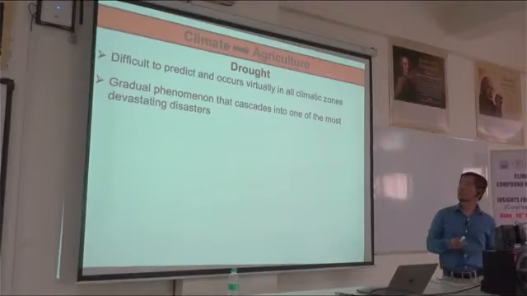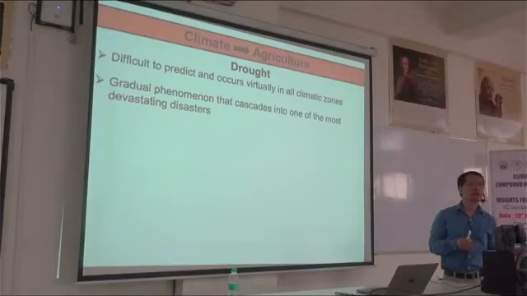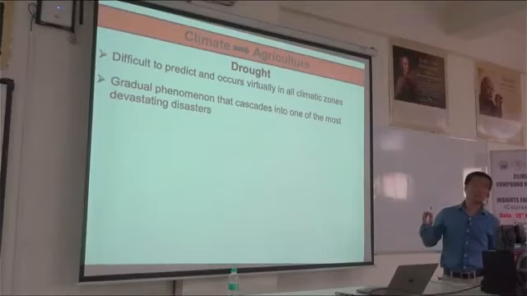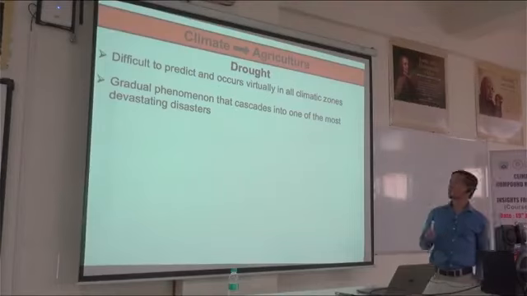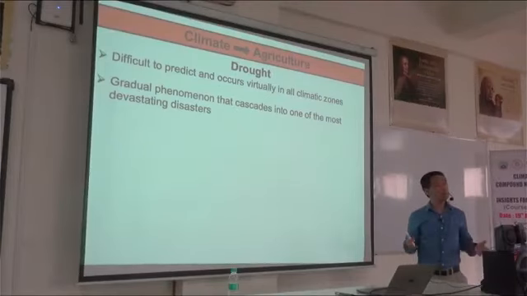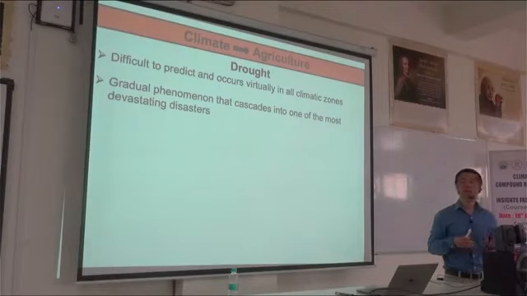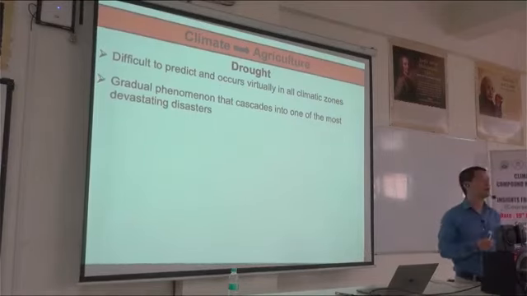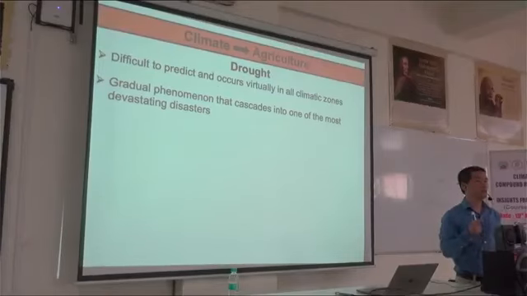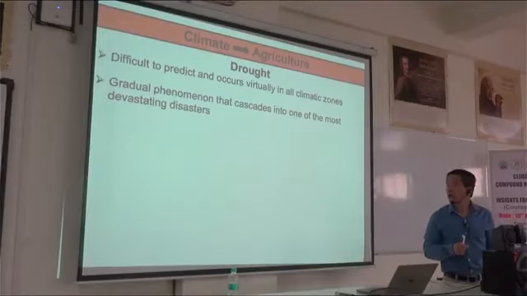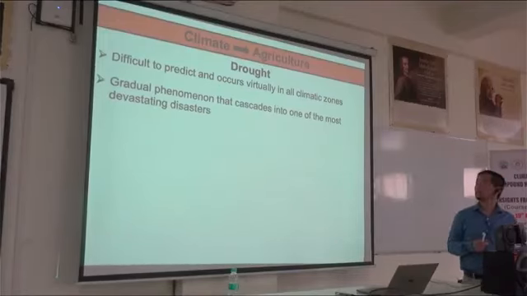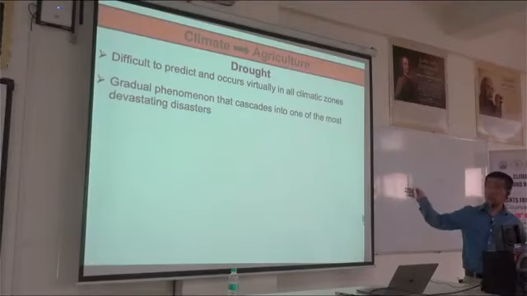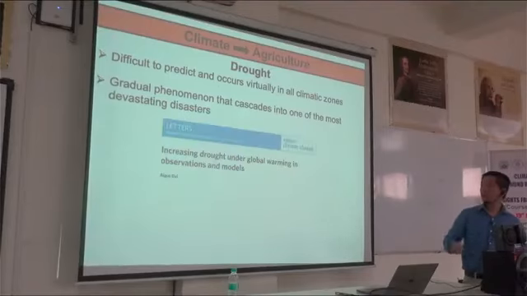In terms of drought, we all know drought is a very common meteorological phenomenon. It happens in any climate condition, so it's very hard to predict. Usually drought happens slowly and then cascades into a big event. But remember, we have a newer concept called flash drought. I think Vikas will talk about that. It is a very fast development of drought. But typically drought happens at a very slow pace.